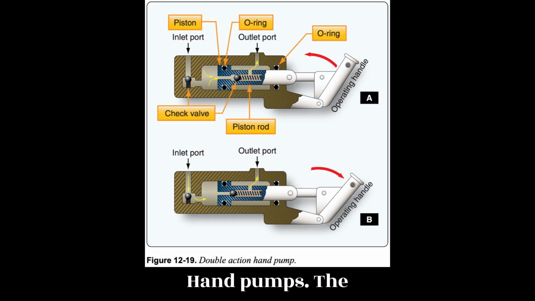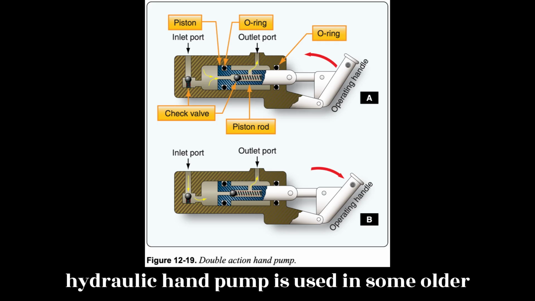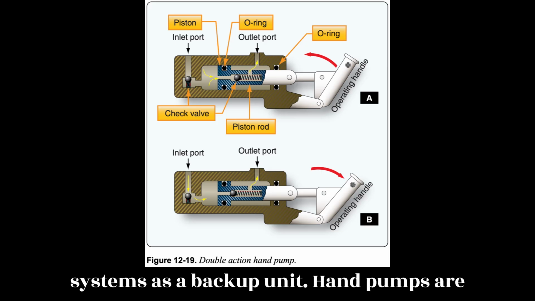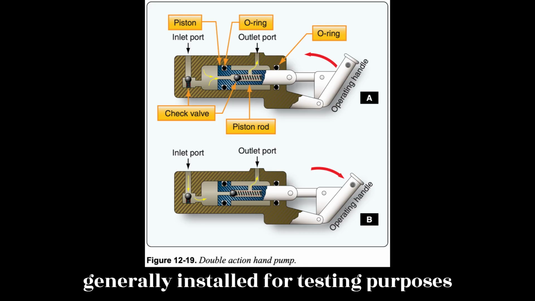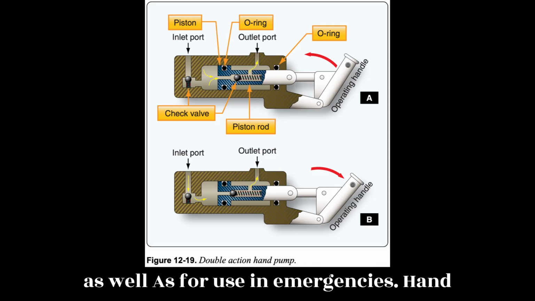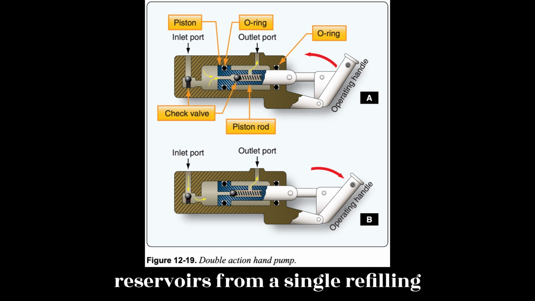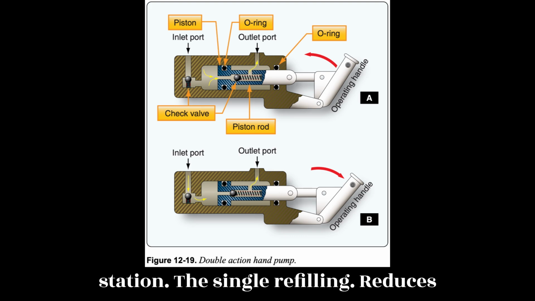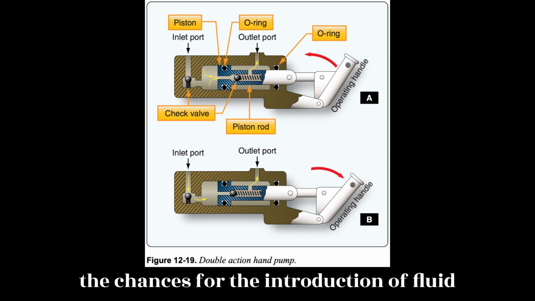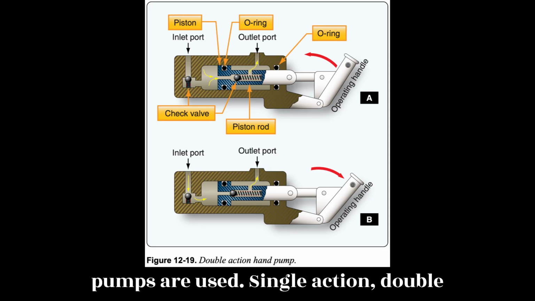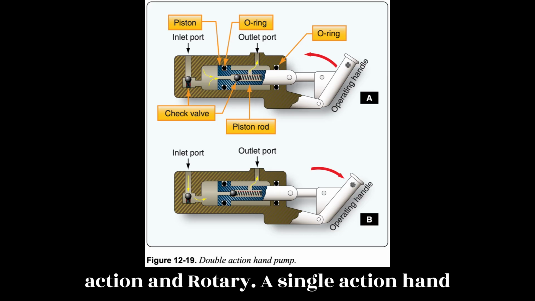Hand pumps. The hydraulic hand pump is used in some older aircraft for the operation of hydraulic subsystems and in a few newer aircraft systems as a backup unit. Hand pumps are generally installed for testing purposes, as well as for use in emergencies. Hand pumps are also installed to service the reservoirs from a single refilling station. The single refilling station reduces the chances for the introduction of fluid contamination. Several types of hand pumps are used: single action, double action, and rotary.